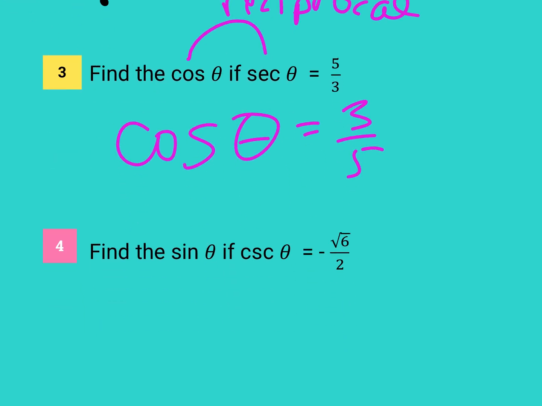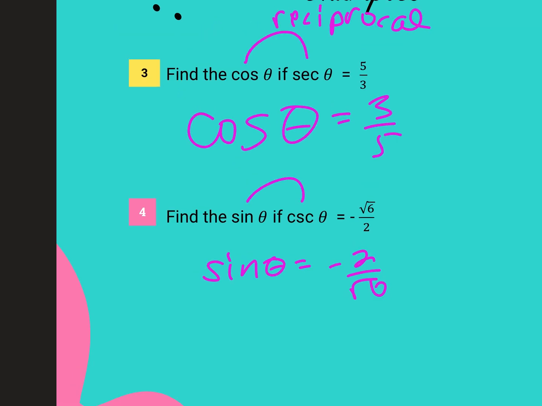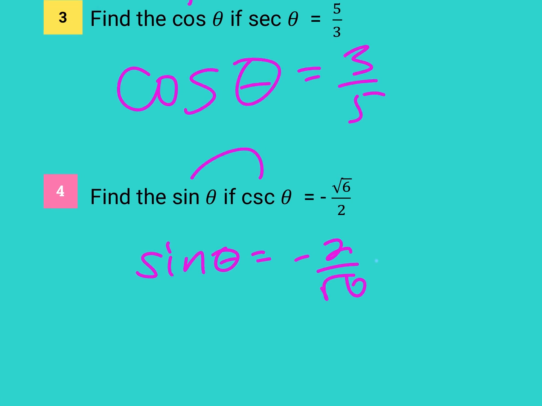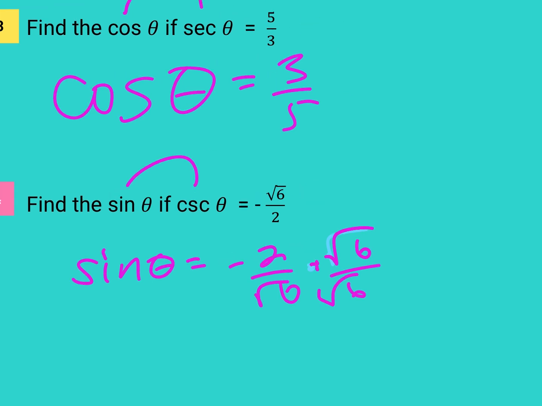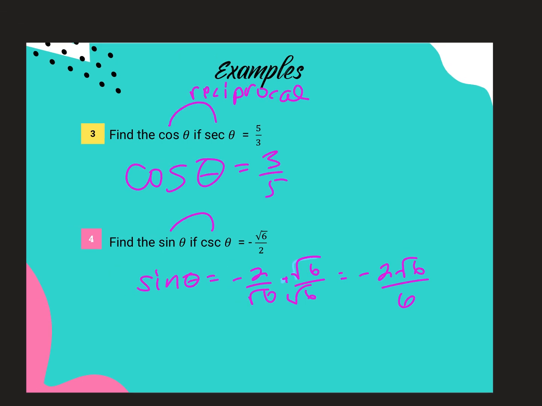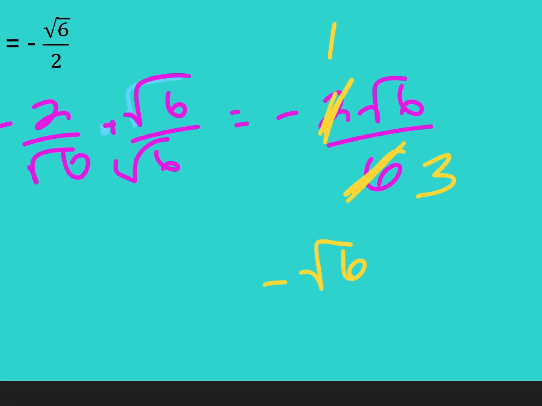What do you know about sine and cosecant? They are reciprocals of each other. So if I know that the cosecant is negative square root of 6 over 2, then I know that the sine is... What's wrong here? There's a radical where? In the denominator. That's no bueno. So we're going to rationalize. Top and bottom by the square root of 6. Correct? Yes. So this becomes negative 2 square root of 6 over what? 6. Can I do something else? Yes. This 2 becomes a 1 and this 6 becomes a 3. So this is negative square root of 6 over 3.